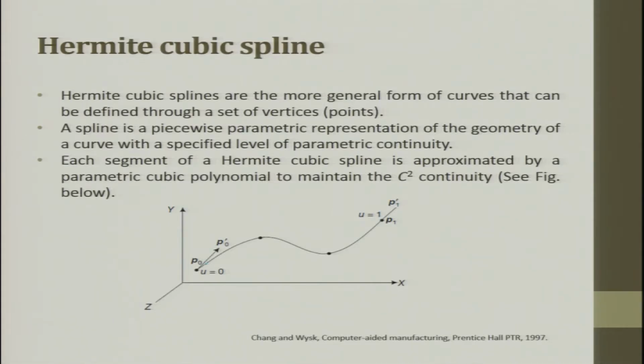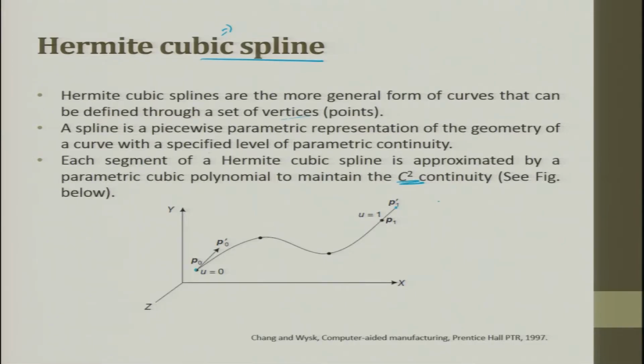Hermite cubic spline. The Hermite cubic spline is a more general form of curve that can be defined through a set of vertex points. A spline is a piecewise parametric representation. A spline is a representation of the geometry of a curve with a specified level of parametric continuity. The moment I said cubic, it is the third order. Each segment of the Hermite cubic spline is approximated by a parametric cubic polynomial to maintain C2 continuity.